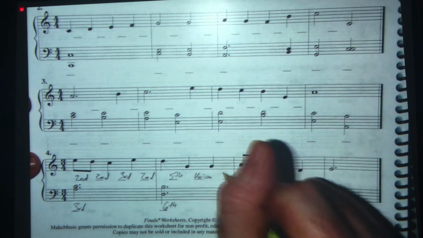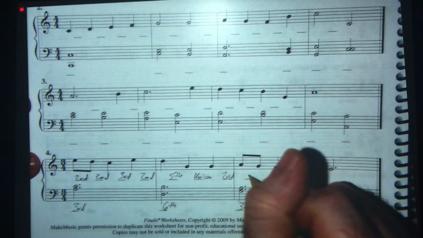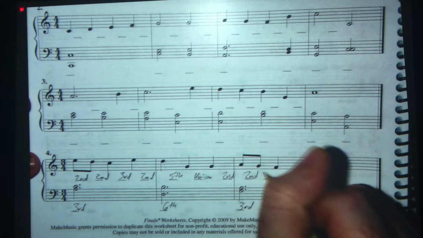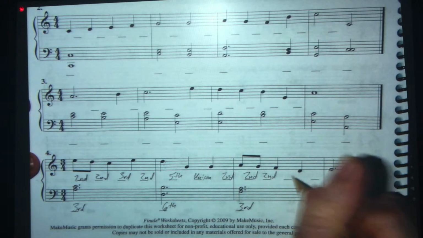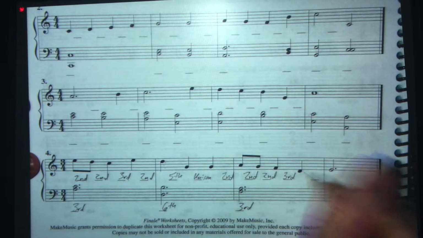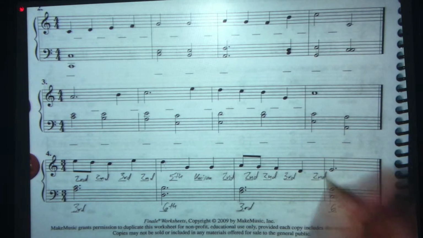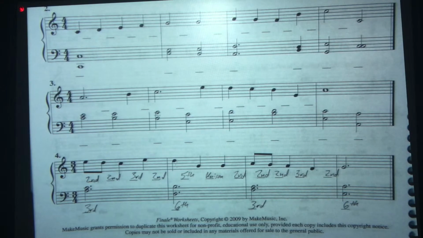G to A, second. A to G, second. G to F, second. A lot of seconds here. F to D, third. And D to E, second. Voila.